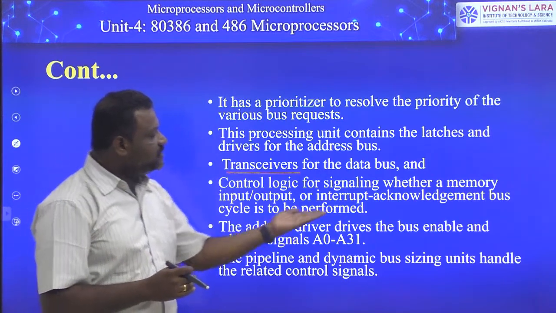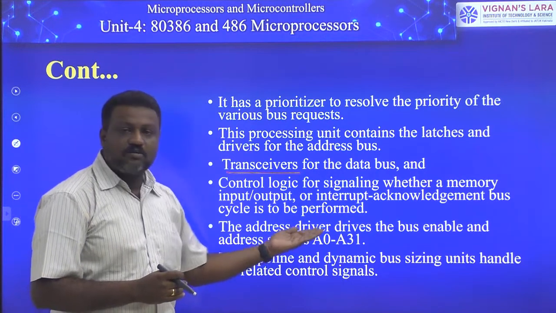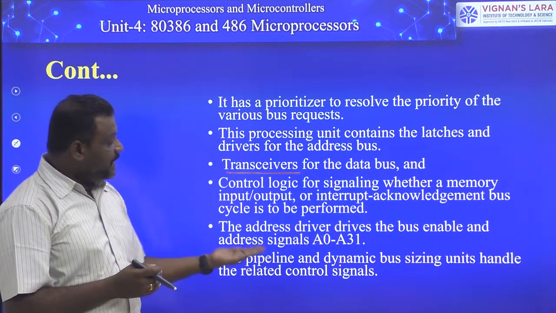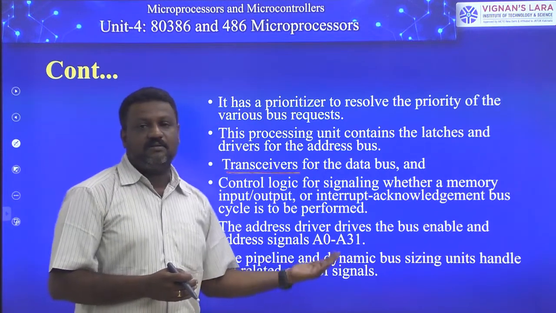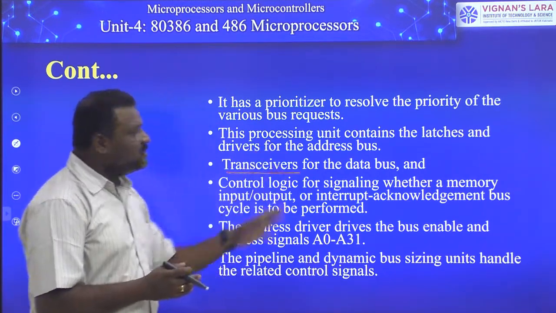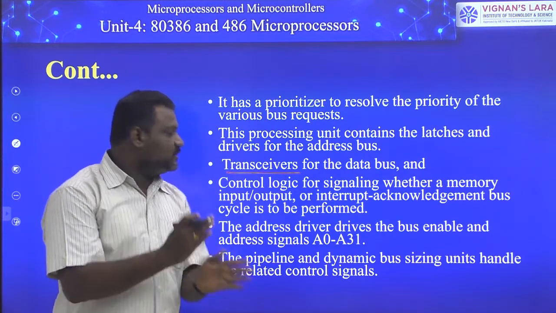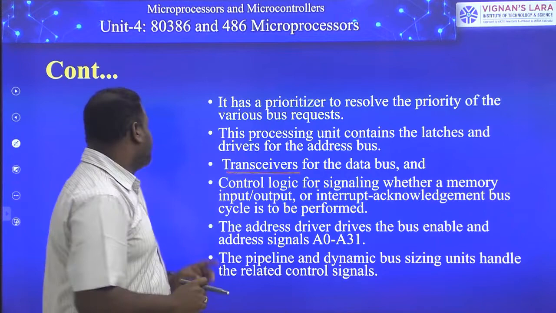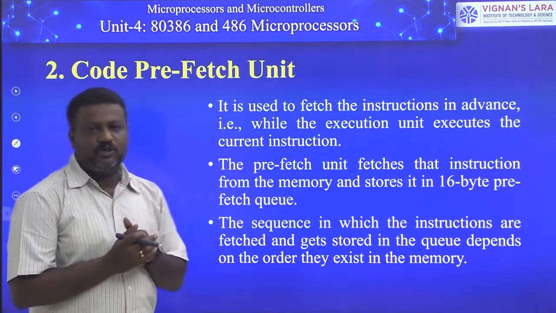Again, it is a part of my bus interfacing unit. The address driver drives the bus enable and bus signals, that is A0 to A31. The pipeline and dynamic bus sizing units handle the related control signals. So all these things are present in my bus interfacing circuit along with these different signals. Fine. Coming to the next one, the code prefetch unit.